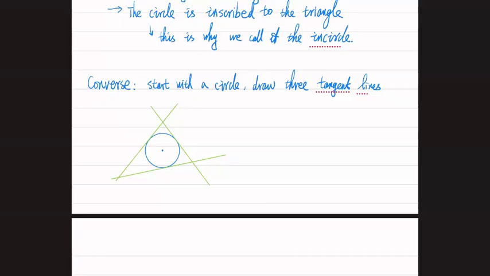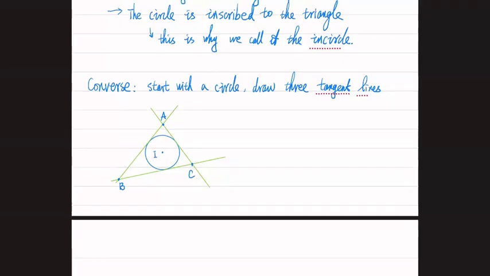The point is, if we connect the vertices, let's label the vertices A, B, C. Then we connect them to the center, and it turns out the three segments are the angle bisectors.